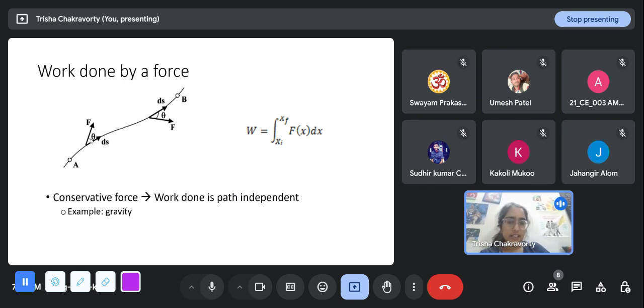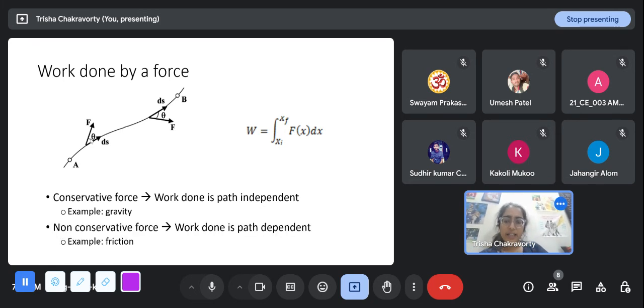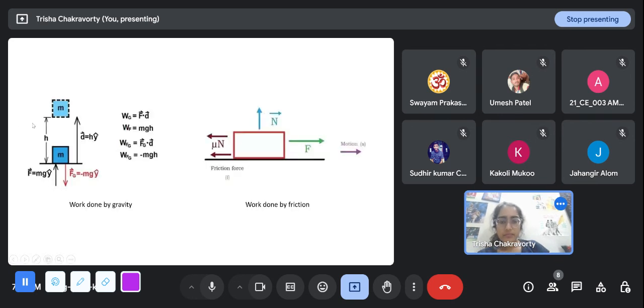For example, gravity. Whether you drop a ball from the first floor to the ground, or take it by an S curve path, the work done will be the same. So that is a conservative force. And then there are non-conservative forces where the work is path dependent. For example, friction. If you have 2 points on a floor and take a body from A to B on a longer path, the work done will be greater on the longer path, because friction is a non-conservative force. So this is the example.